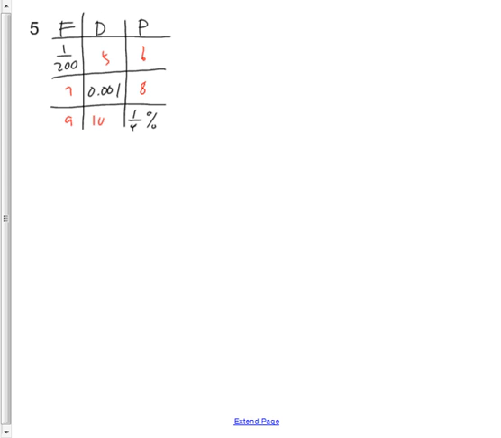Question 5, there are 10 parts to it. I'll just start here with the first line. So it says, change 1/200th to a fraction, a decimal, or a percent. Well, the fraction is 1 over 200.